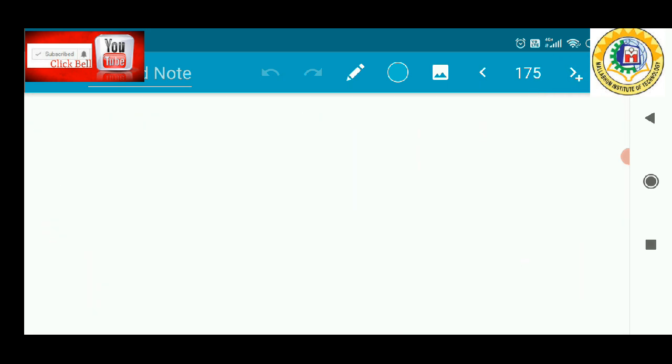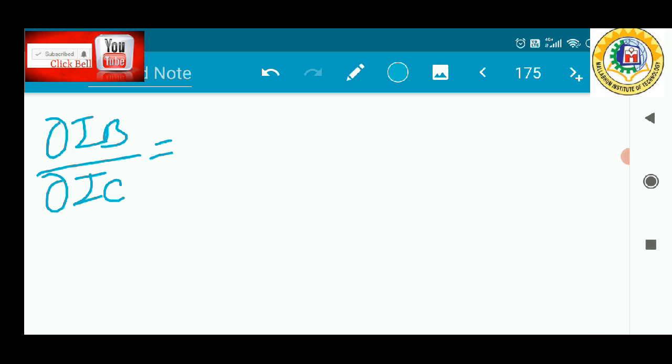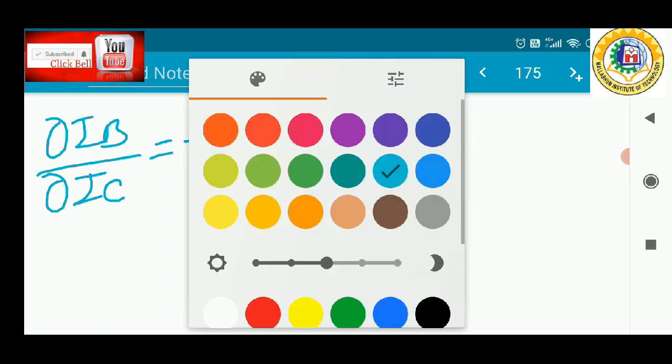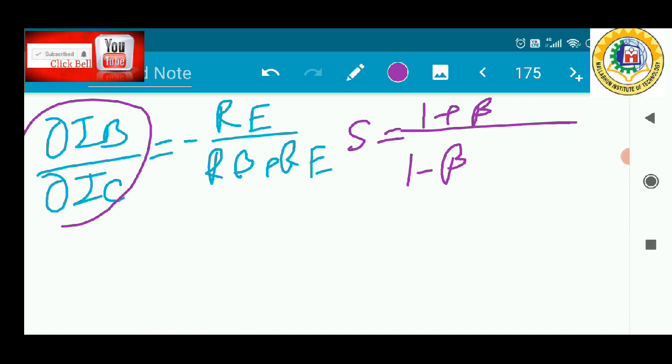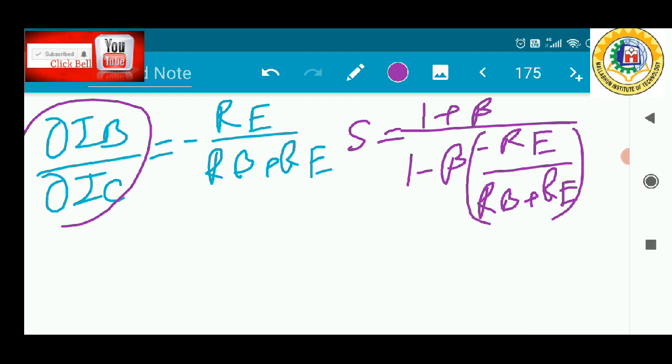Now again I am rearranging the equation. So del IB by del IC equals minus RE divided by RB plus RE. This is the final equation. Now AC comes out to be 1 plus beta divided by 1 minus beta del IB by del IC. So del IB by del IC is minus RE divided by RB plus RE. So this is the case.